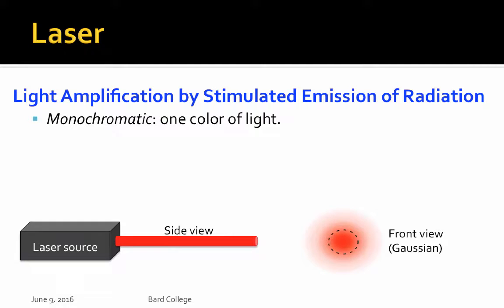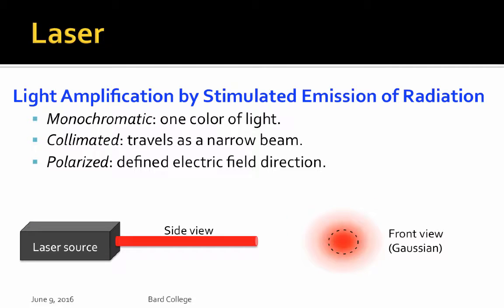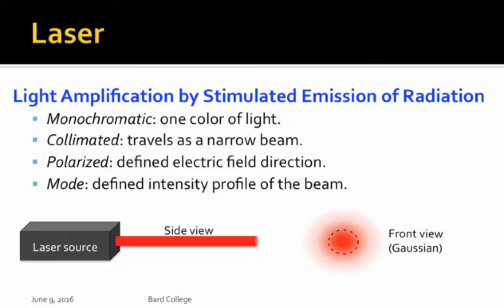That includes that it's monochromatic, which means it has one color, a very narrow bandwidth of color. It's collimated, more or less. You'll see in the Gaussian beams experiment that it's really not collimated, which means that it travels as a narrow beam. So the definition of collimated is that it will keep traveling along the table, around the room as a narrow beam of light. It's polarized, which means it has a defined electric field direction. That's true of our lasers. And the laser has a particular mode, which is a defined intensity profile of the beam. The laser you will use for this lab has a Gaussian mode profile.